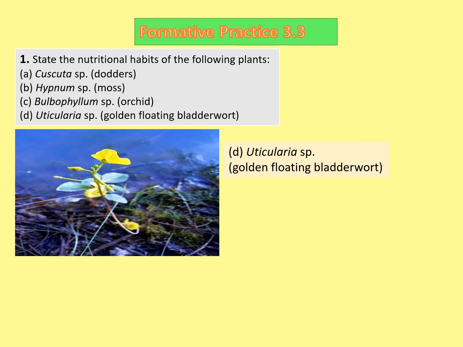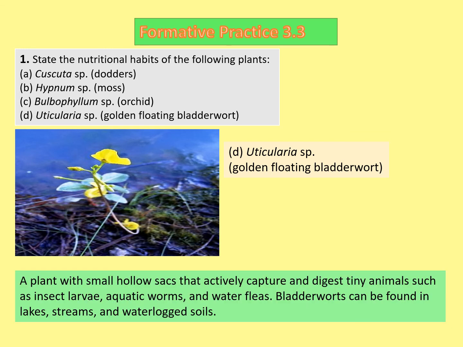D. Utricularia or golden floating bladderworts. This diagram shows one of the species of Utricularia. This is the description of Utricularia: a plant with small hollow sacs that actively capture and digest tiny animals such as insect larvae, aquatic worms, and water fleas. Bladderworts can be found in lakes, streams, and waterlogged soil. From the description, the nutritional habit of Utricularia is carnivore.